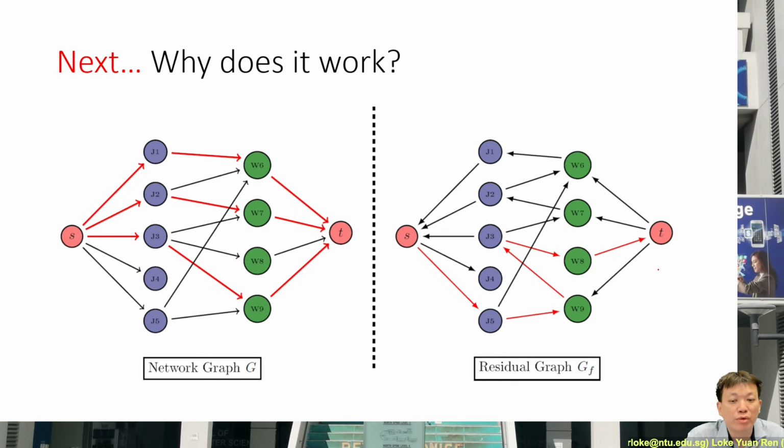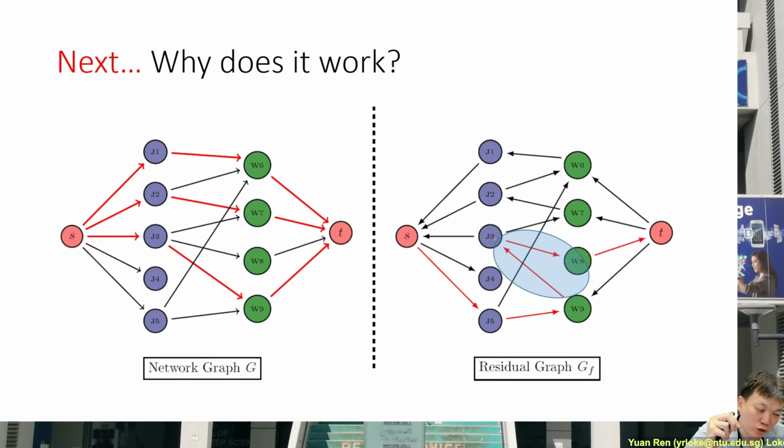And then when you update the flow, that is the interesting part. You will find that this cancels one. Originally, J3 was matched with W9. Now you find that it's not correct. So from this path, they are trying to cancel and remove. I need to remove the J3 to W9.